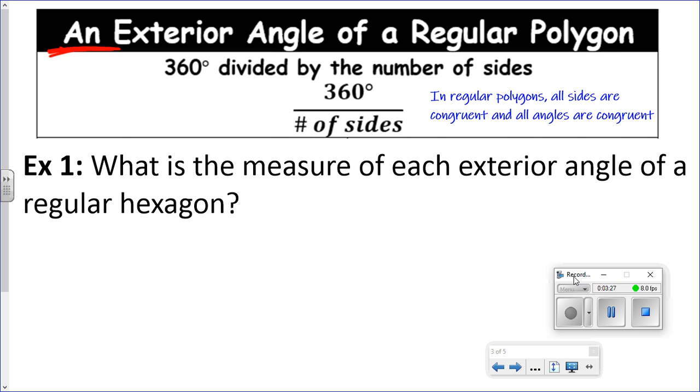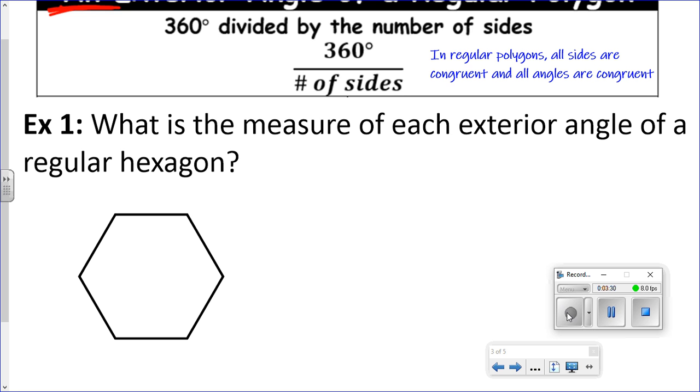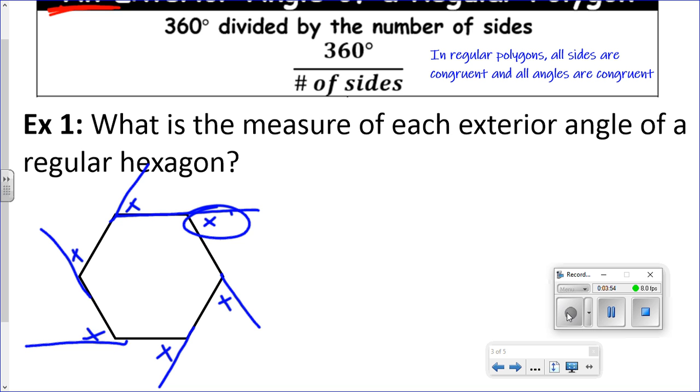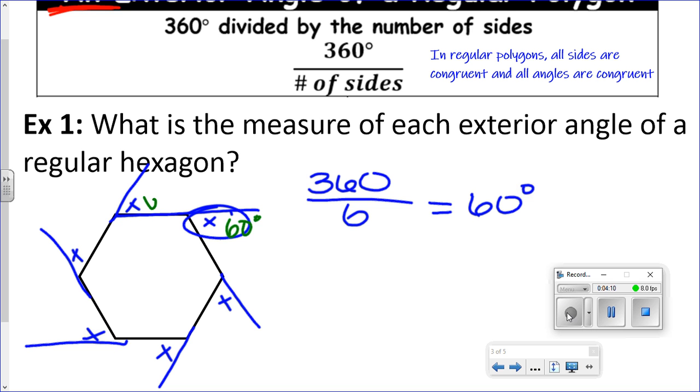So let me show you what we're really looking for. If we have a hexagon and we have our exterior angles, and you know a hexagon has 6 sides, so we're going to have 6 exterior angles. All right, and we just want to know one of them. What does one of them have to equal? So we know they all together have to be 360, and then we know there's 6 of them. So divide by 6, that means 60 degrees. So this angle here is 60 degrees, along with all the rest of them, because we know they all have to be the same, because it is a regular polygon. So that's what that question is asking for. So you just take 360 divided by the number of sides.